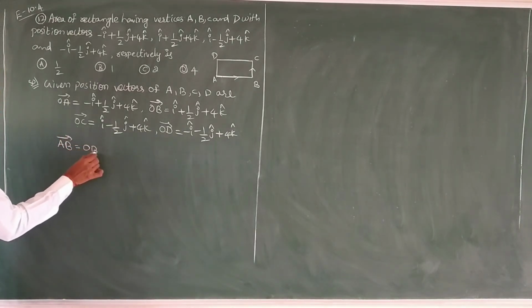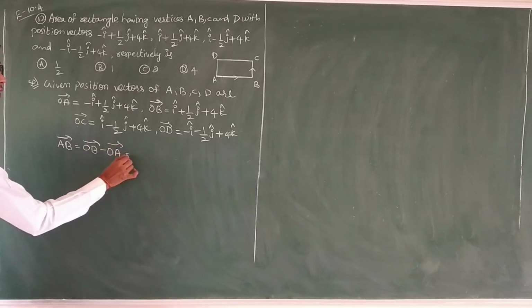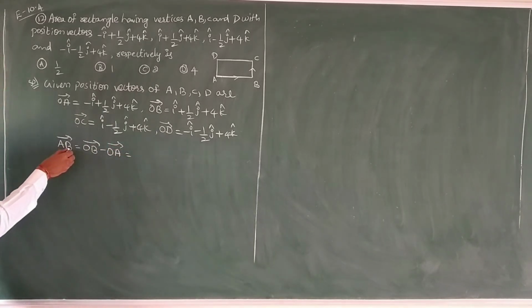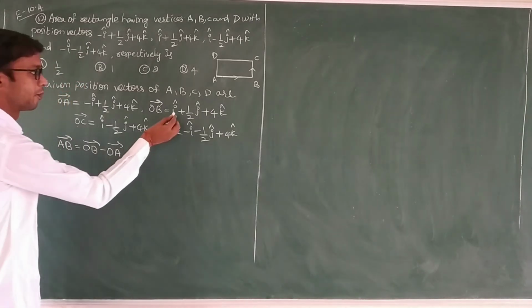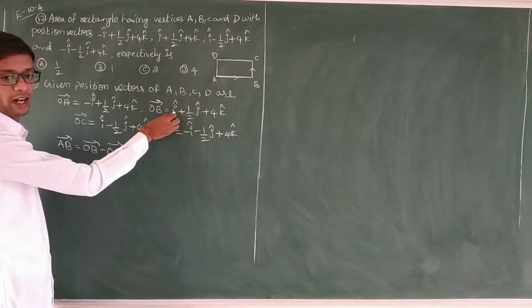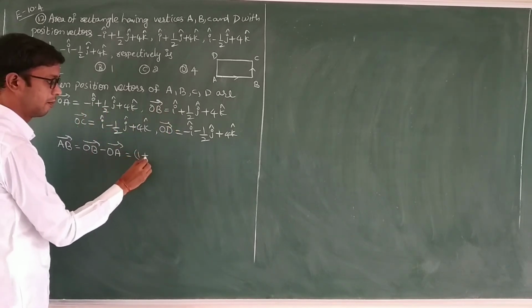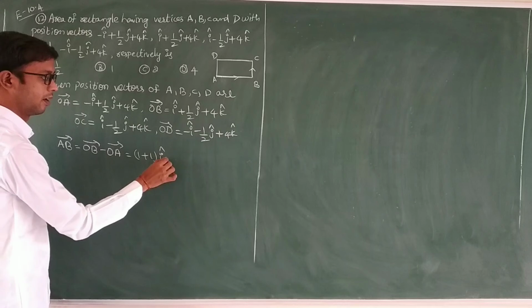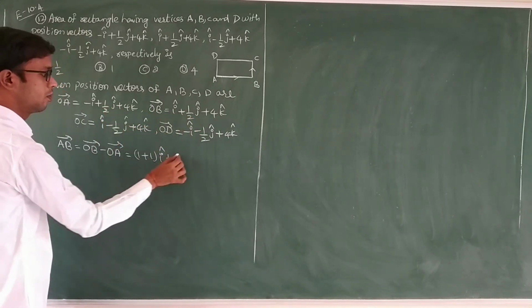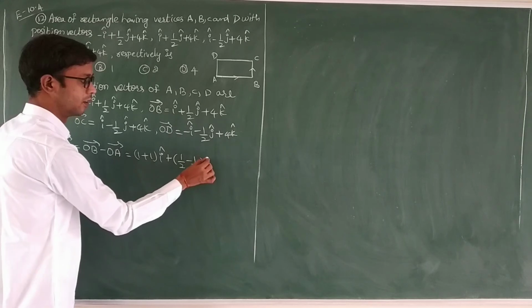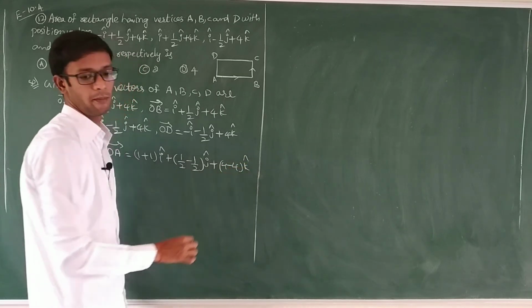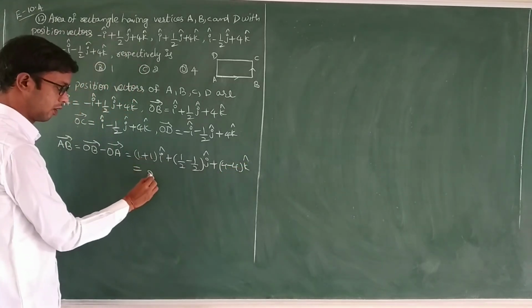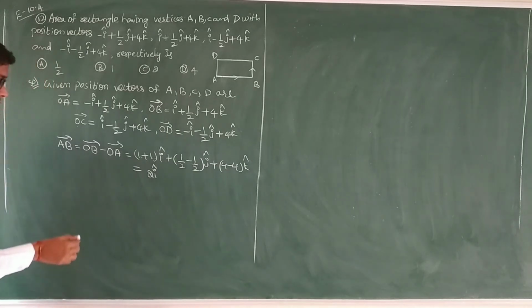AB bar is equal to OB bar minus OA bar. We have this formula: terminal point position vector minus initial point position vector. So how much you get? 1 is there, minus is there. So 1 plus 1 i cap plus 1 by 2 minus 1 by 2 j cap plus 4 minus 4 k cap. So how much you get? 1 plus 1, 2 i cap. Remaining total will be zeros.